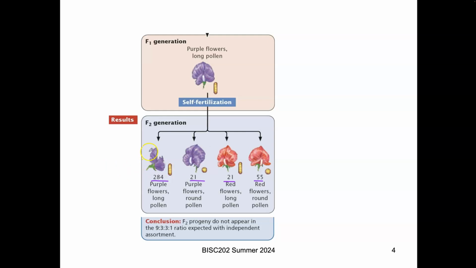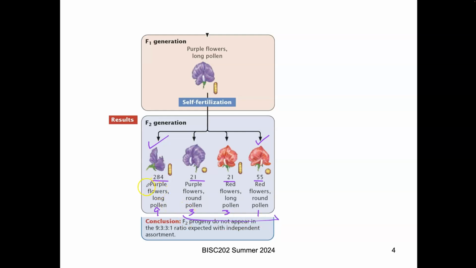There's way, way more of these than you would expect. There's actually relatively more of these than you'd expect. Red and round are the two recessive traits, so we would expect that to be the 1, and it's actually more than these guys. And we'd expect these to be the 3 categories, and this one to be the 9. So the fact that this is in higher proportion is consistent with what we'd expect, but the rest of the numbers are way off.